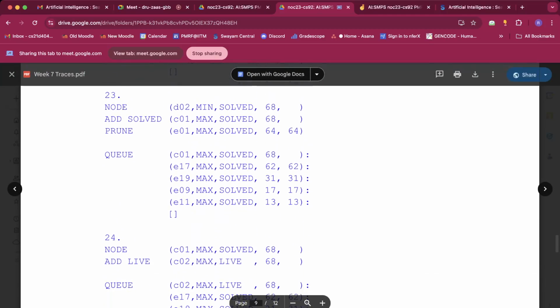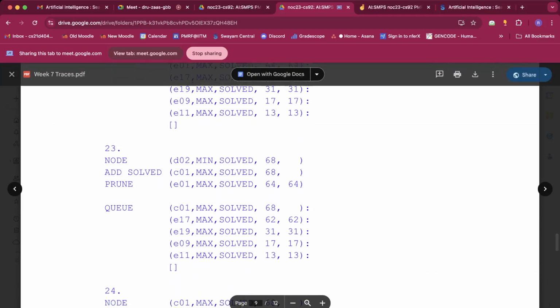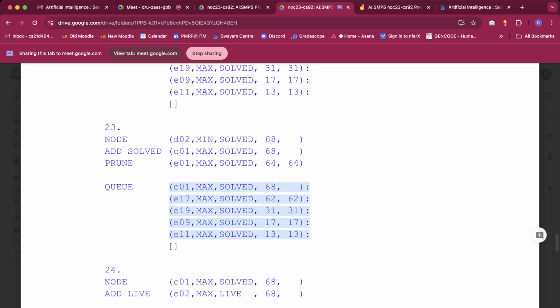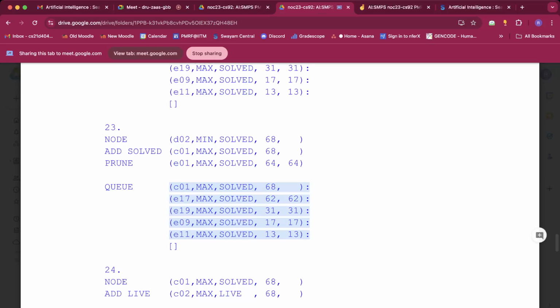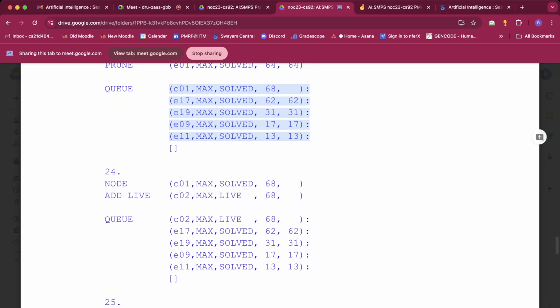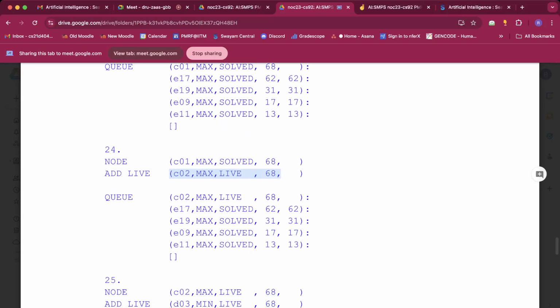Let us go to the position where we had C1 solved. So this was the status of the queue that we had: C1 solved, followed by E17, E19, E9 and E11. Then we add the C2 node, which is a max node, live node with a bound of 68. So this is what our queue looks like at that point of time.